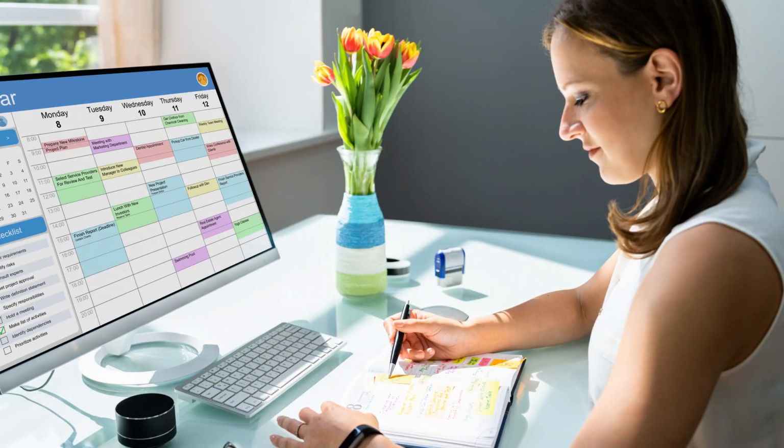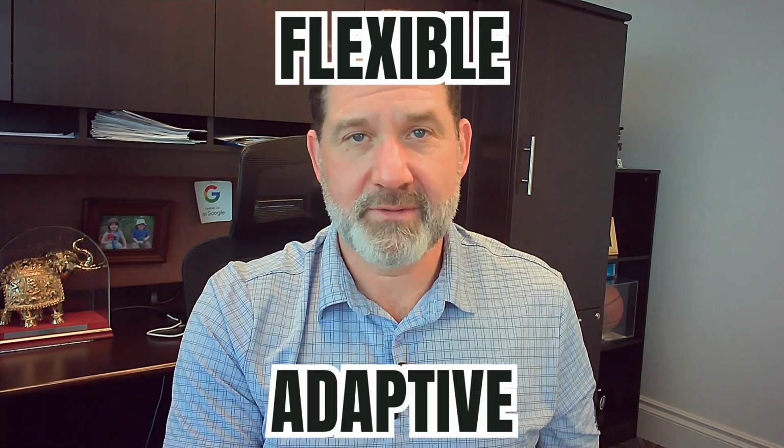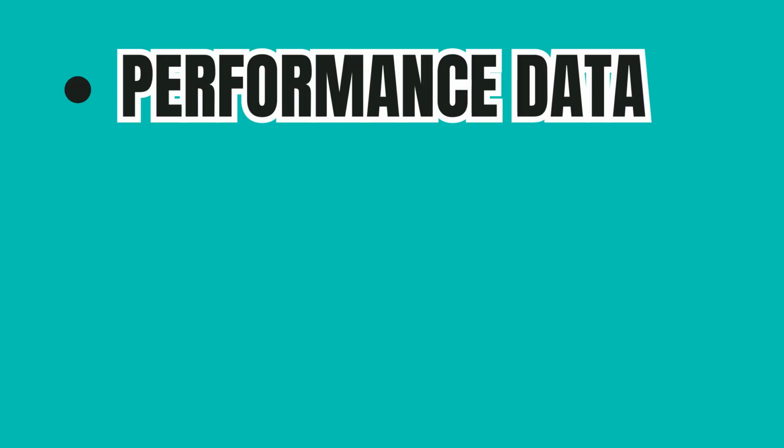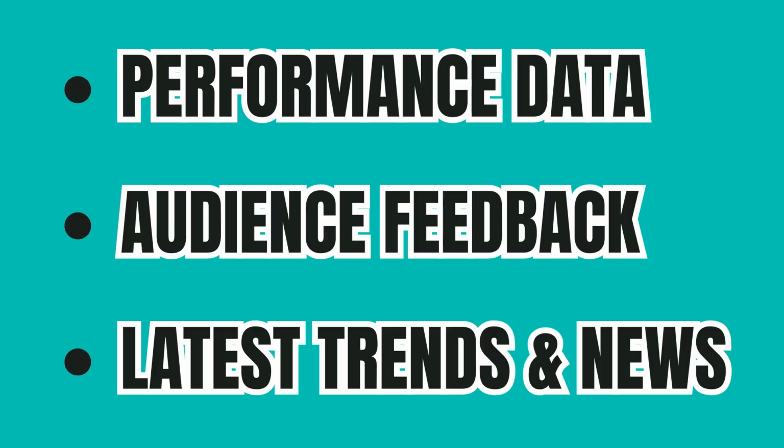Okay, so now you have your content calendar for the month, or maybe it's just for a couple of weeks, but is it set in stone? Well, there's no way it's set in stone. You'll need to be flexible and adaptive. The digital landscape changes rapidly, and your content calendar should reflect that. Update your calendar based on performance data, audience feedback, and the latest trends and news to stay relevant.